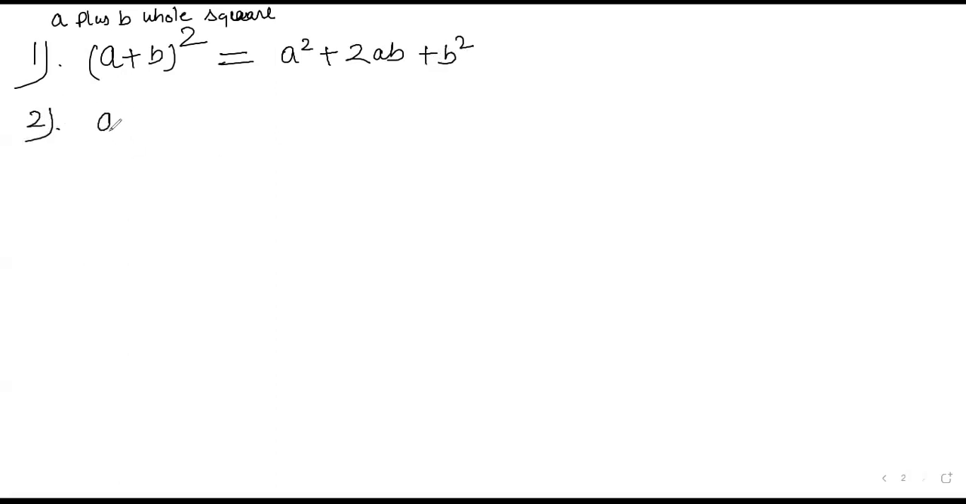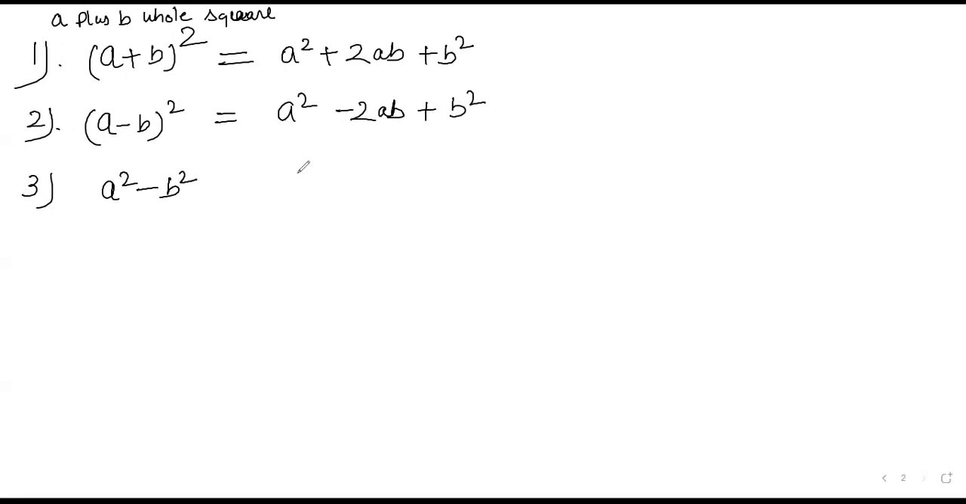Second one, a minus b whole square: a square minus 2ab plus b square. These are the identities. Third, a square minus b square is equal to a plus b times a minus b. Please listen. This is read as a plus b whole square. This is read as a minus b whole square. But listen here, this is read as a square minus b square. There is no word 'whole' used.